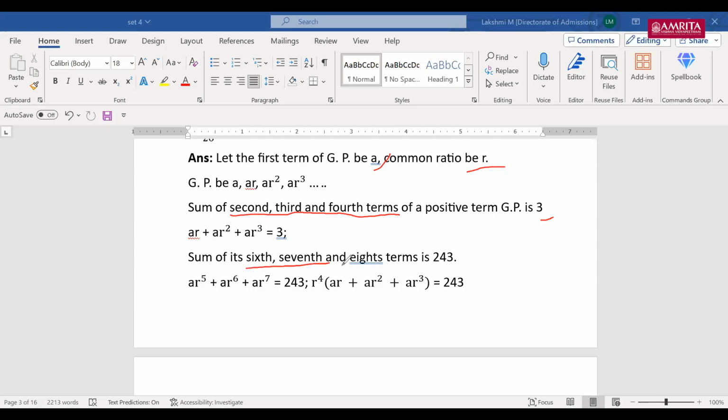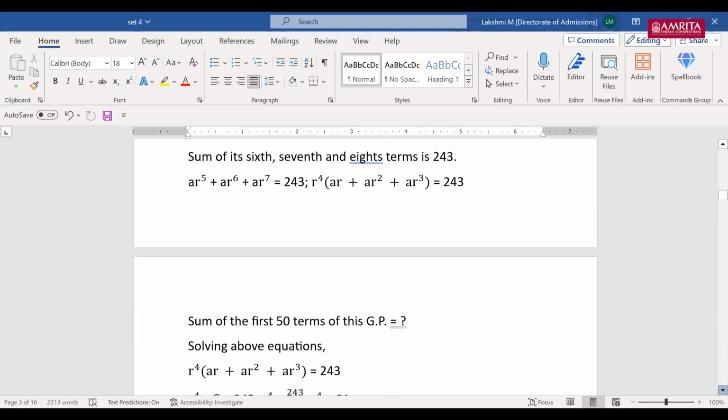Now, 6th, 7th, and 8th term is 243. 6th means AR raised to 5, 7th means AR raised to 6, 8th means AR raised to 7. This is 243. So here R raised to 4 is common. So if you are taking that, you can just substitute for this value as this. AR plus AR square plus AR cube is equal to 243. You could just substitute for this value as 3. So R raised to 4 into 3 is equal to 243. You could solve and you could find the value of R. I hope up to this it's clear. We'll just discuss the remaining part.